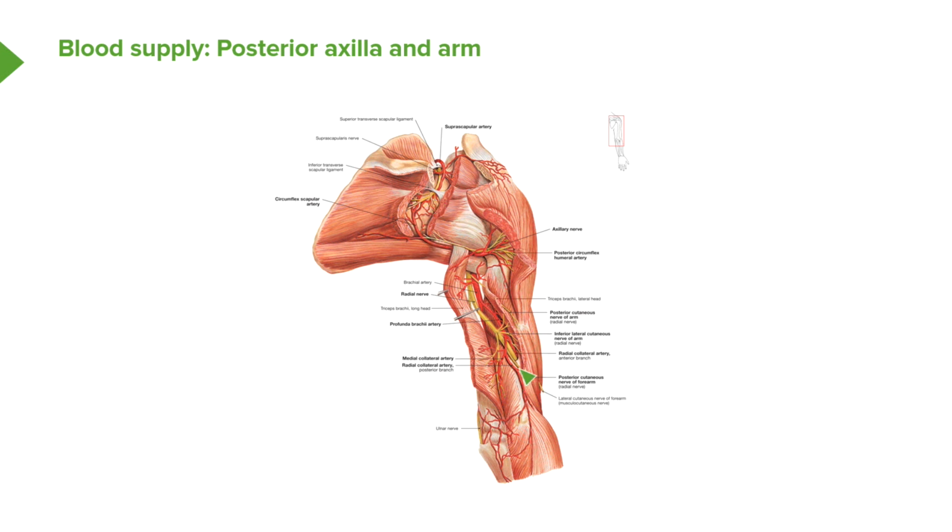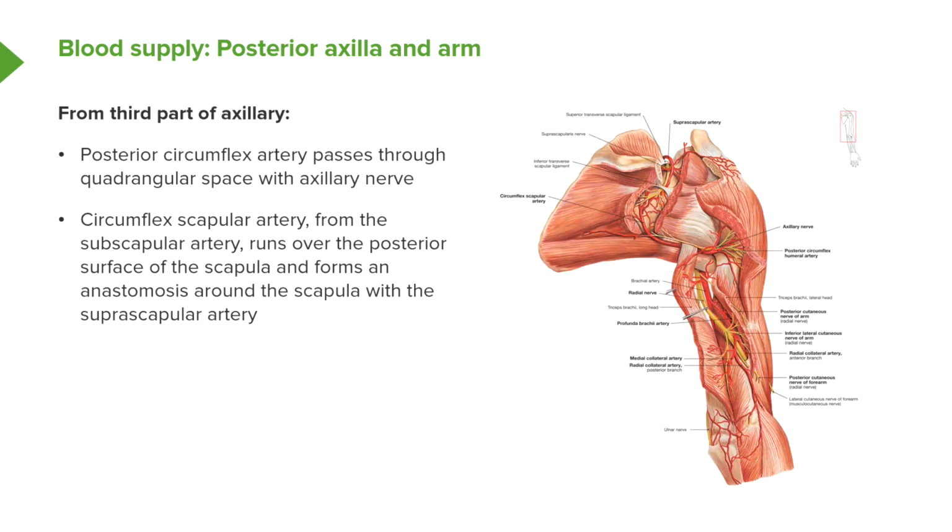And here in the diagram, we can see the posterior aspect of the upper limb, its shoulder region and the humerus in the arm region here on the right upper limb. So we can see that the blood supply to this region is going to be from the third part of the axillary artery. We have the posterior circumflex artery. Remember, this one is passing through the quadrangular space. Here we have the quadrangular space.